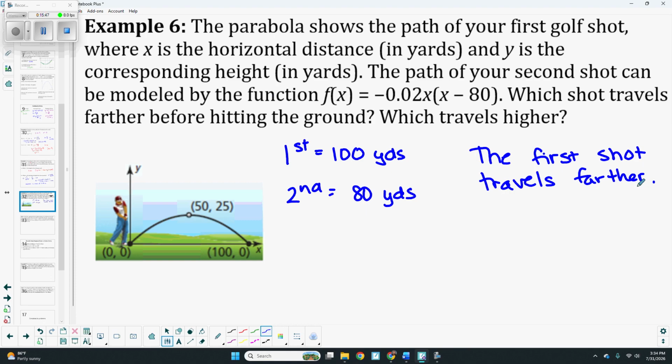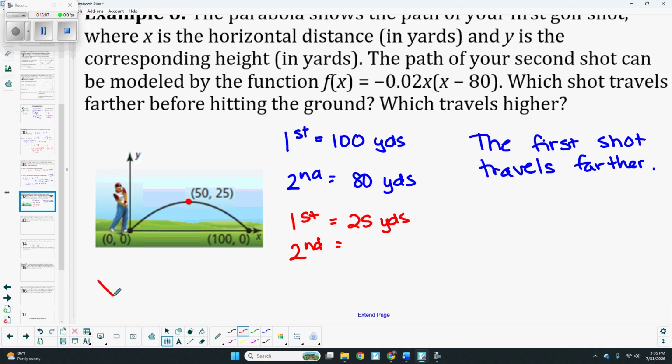For the second one, it's asking which one is higher. So that's the y value of our vertex. Here we have the vertex graphed for us, and the y value is 25. So the first one reaches 25 yards. The second one, we're going to have to do some math for. First things first, we need our x value. So we take the 0 and the 80, add them up, divide by 2, so x is 40.